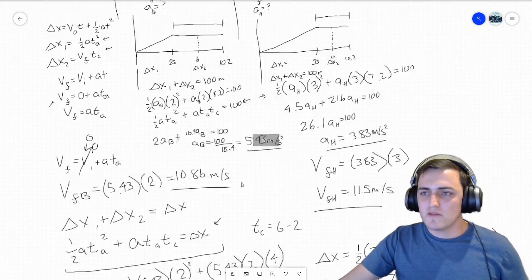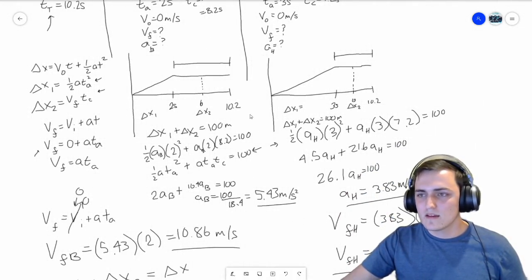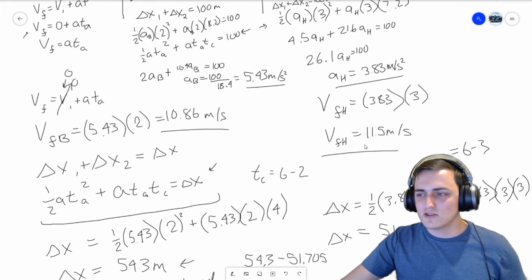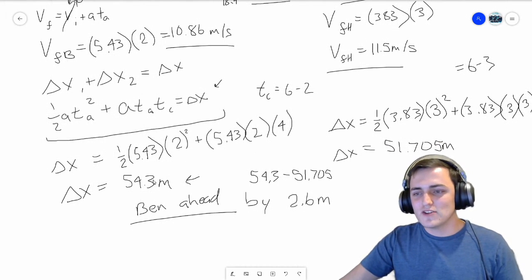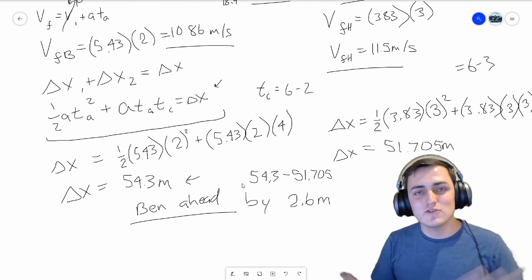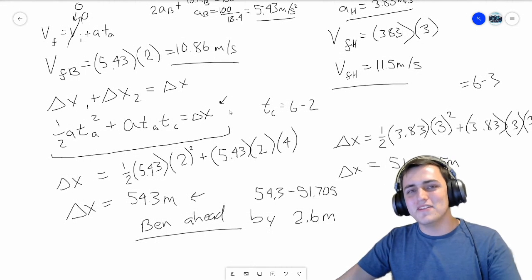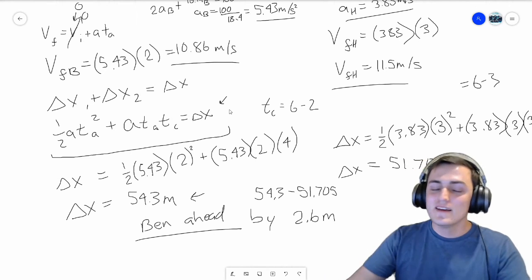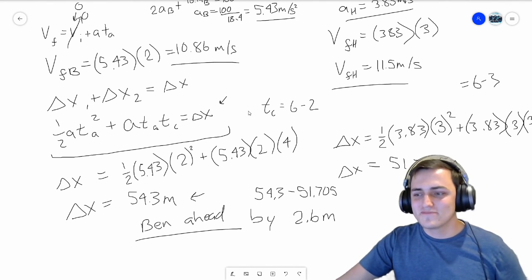What we've done here is find the acceleration of each sprinter, used that acceleration to find their top speed, and then gone back and used their acceleration and the times of acceleration and constant velocity to figure out where they are at 6 seconds. We can see who's winning. Ben was ahead at a point in the middle of the race, and then Henry caught up. That's why this is an interesting part C. It gives you some context to the problem. All right.